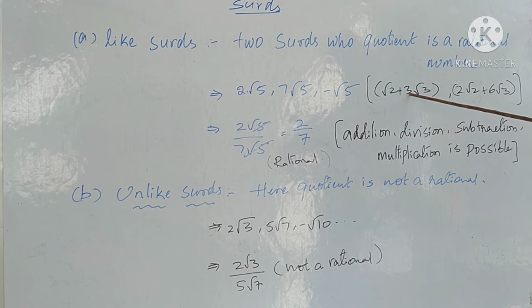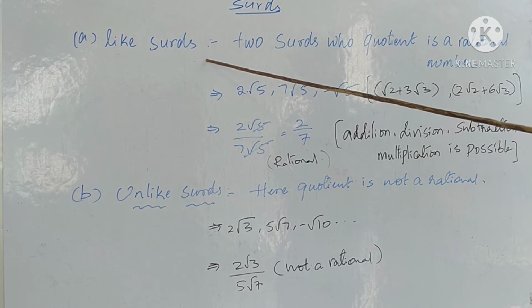Here root 2 plus 3 root 3, comma, 2 into root 2 plus 6 into root 3. These are also like surds. Why? Because here 2 is common, and the remaining is root 2 plus 3 root 3. So these are also like surds.